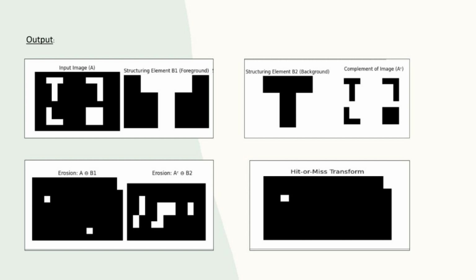In the second row, we see the two erosion results. The image labeled A eroded by B1 shows the locations where the foreground pattern perfectly fits into image A. The next image is AC eroded by B2, which highlights the locations where the background structuring element matches exactly in the complement image. Finally, on the right side, we have the hit or miss transform result, obtained by taking the intersection of the two erosion outputs. This final output marks the exact positions where both the foreground and background patterns match simultaneously. So the white pixel in the output indicates the successful detection of the target shape in the original image.